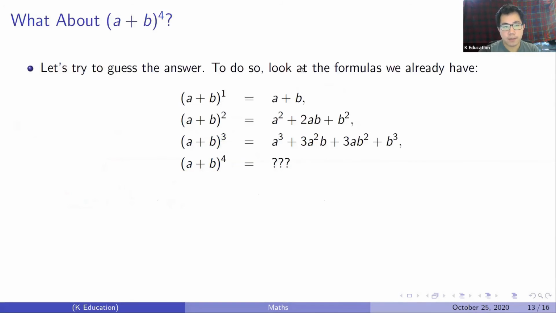Okay, right. So we've expanded 3 of them out. So what do you think would happen in the next? Right, that's what we want to talk about. So we have a plus b to the 1. That's just a plus b. A plus b squared is a squared plus 2ab plus b squared. A plus b cubed is a cubed plus 3a squared b, 3ab squared plus b cubed.